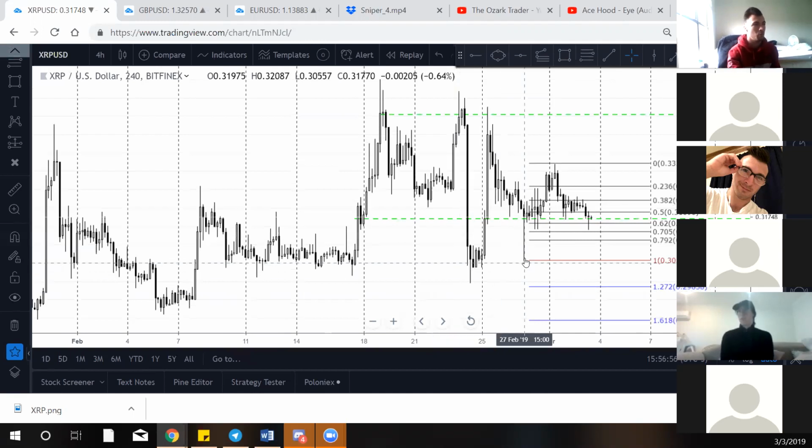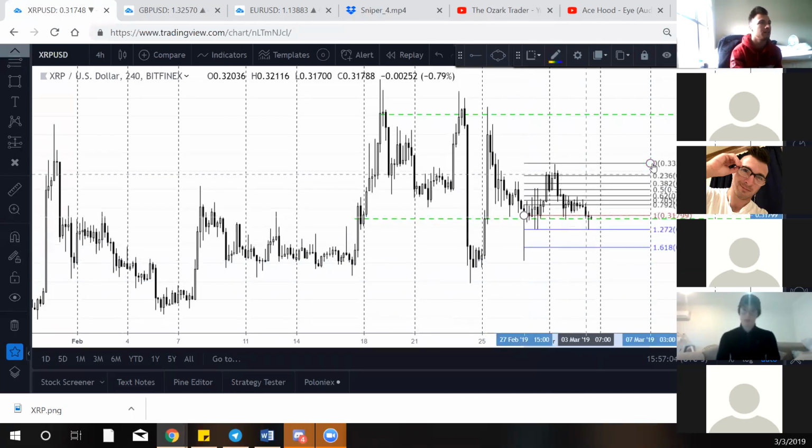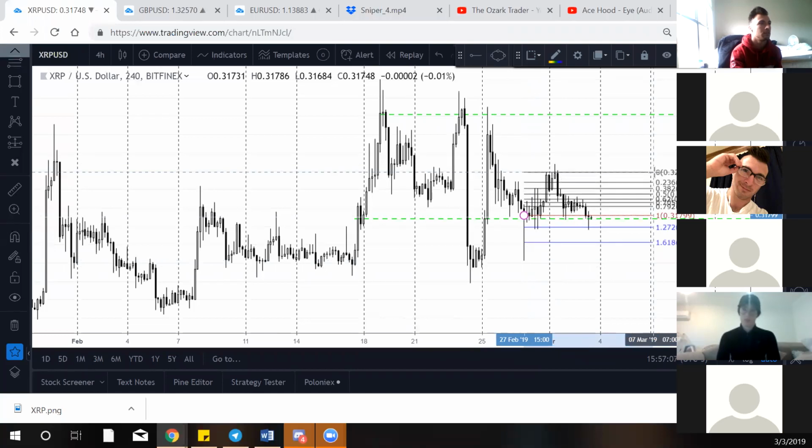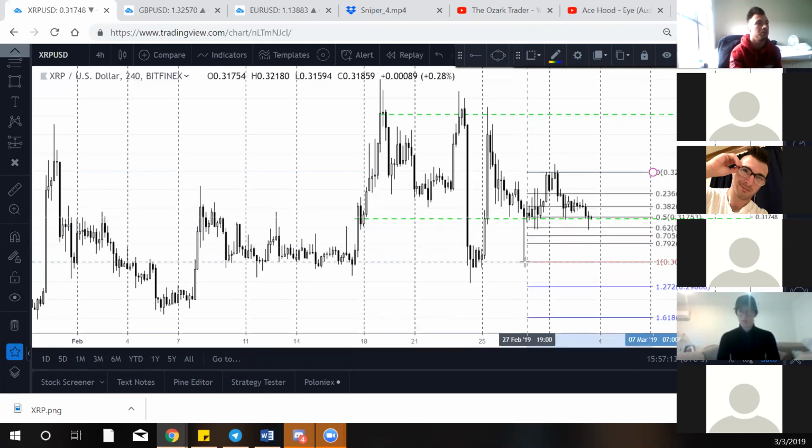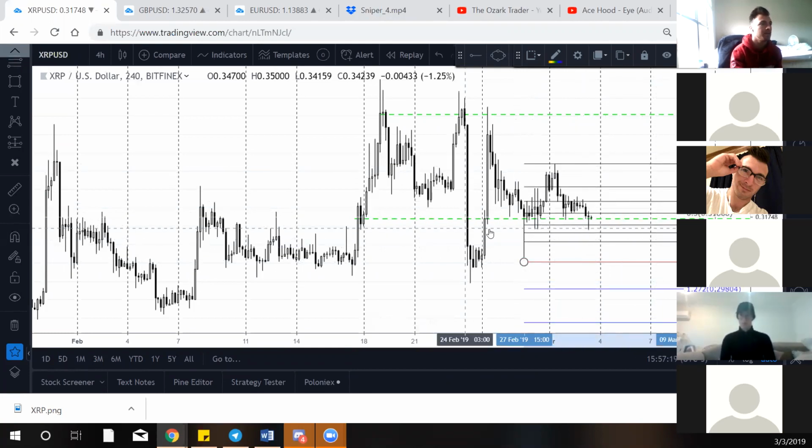I like drawing off of the wicks, to be completely honest, because, look, if I were to draw off the body, would I have any room to find anything in here? I probably got stopped out already. So I like to, you know, this is a swing. This is where price has been. It's obvious. It's data. And it shows me an accurate reading of the order block.